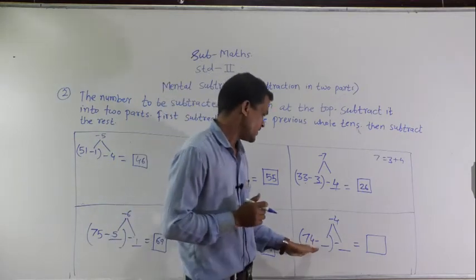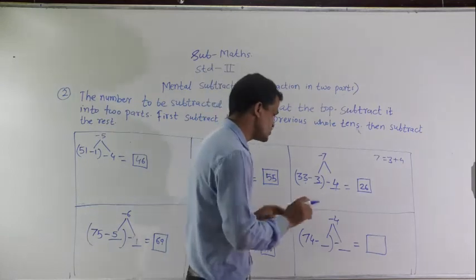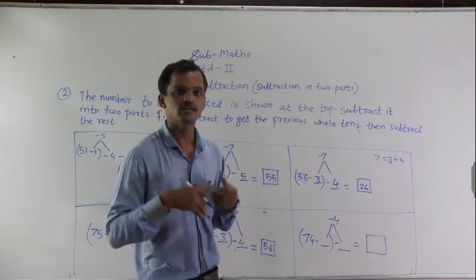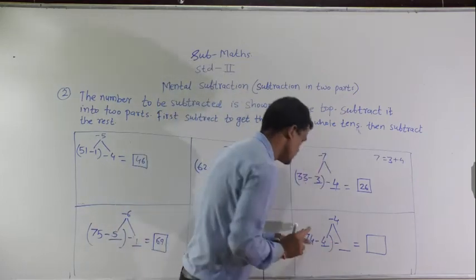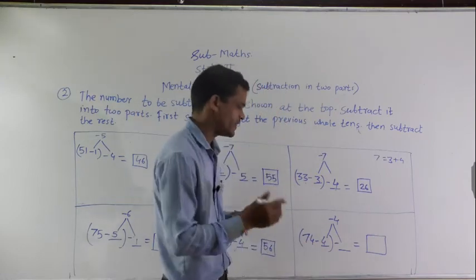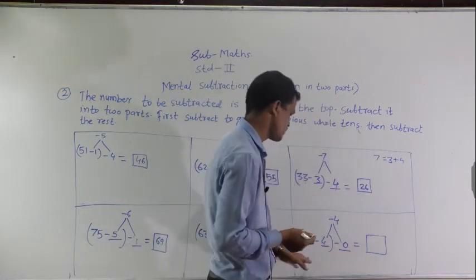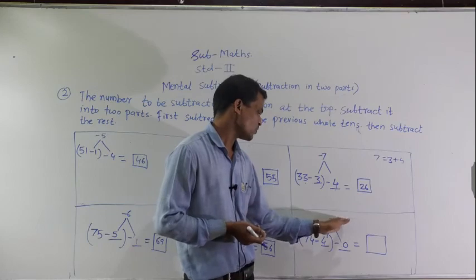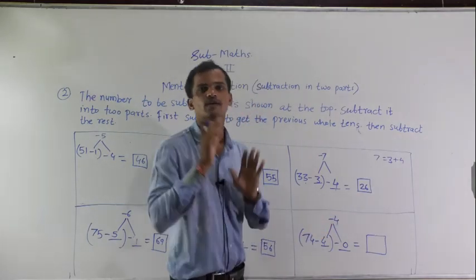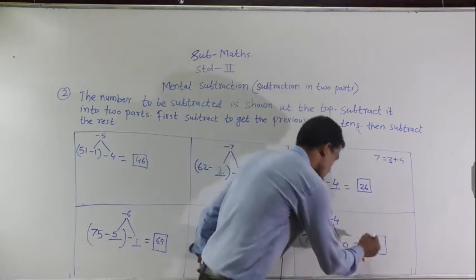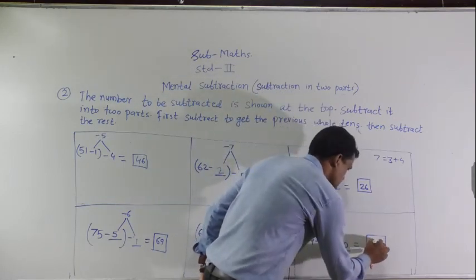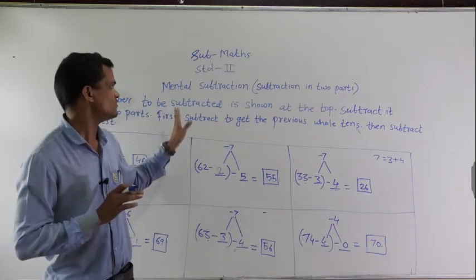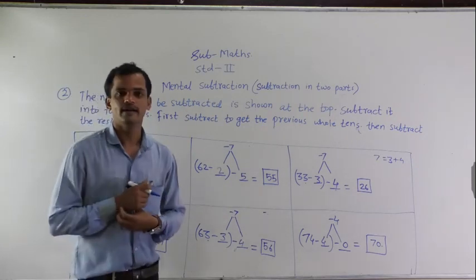Now, 74 minus 4. Which number should be subtracted from 74 so you will get the whole tens? That is 4. So write here 4. Here 74 minus 4, 70, and here write 0, because we are doing the subtraction in two parts. When we subtract 4 from 74, you will get 70, and minus 0. So the answer is 70. Like this you have to do the subtraction in two parts, or mental subtraction.